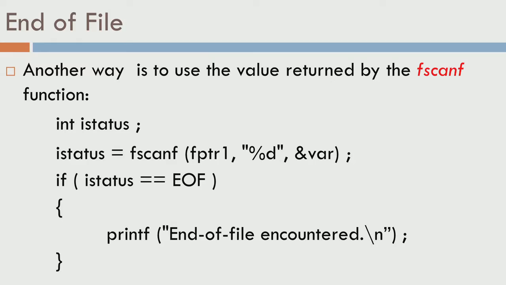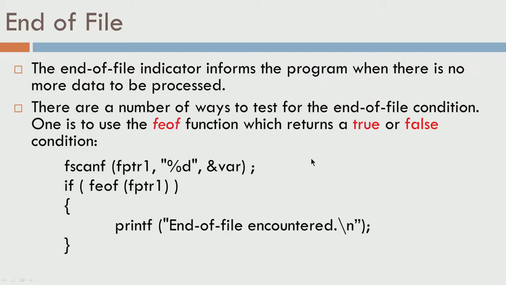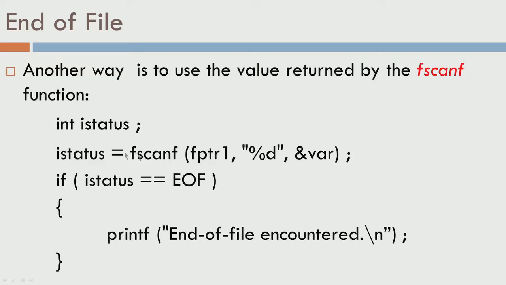You keep reading one line at a time. At some point, you reach the end of the file. Let us say you did this fscanf fptr1 %d &var, that is exactly what we had earlier. Interestingly, scanf also returns a return value. We never bothered checking the return of scanf, but fscanf returns a value which can be used to check whether you have reached the end of the input stream or not.